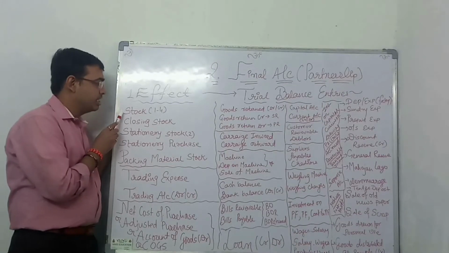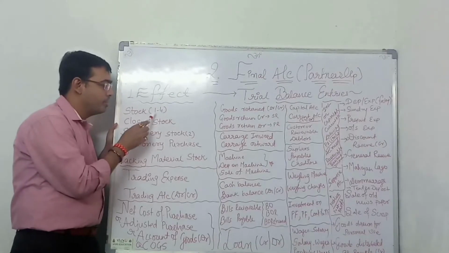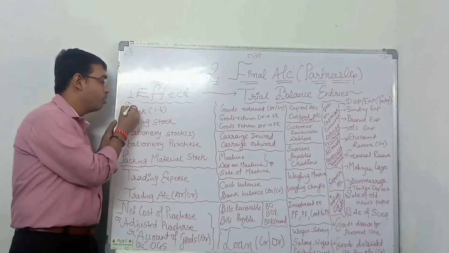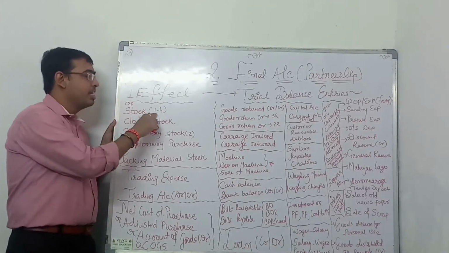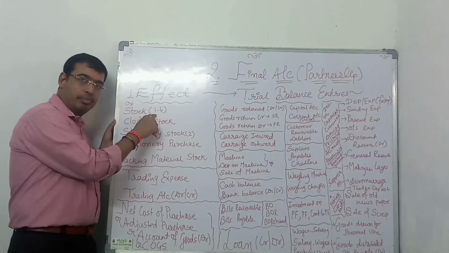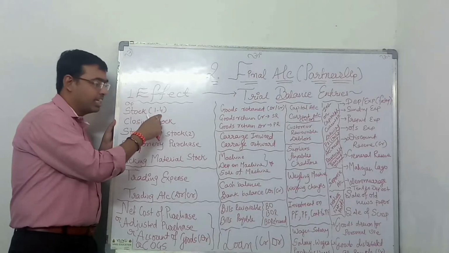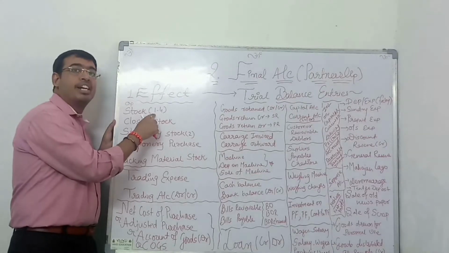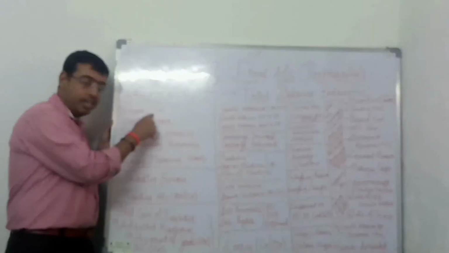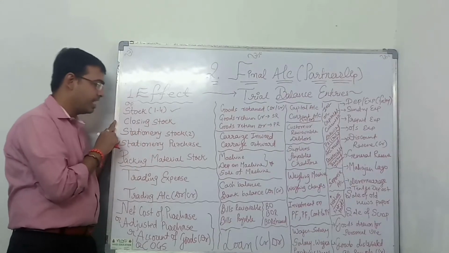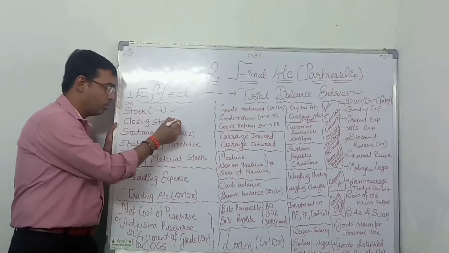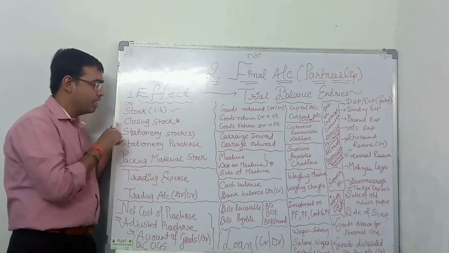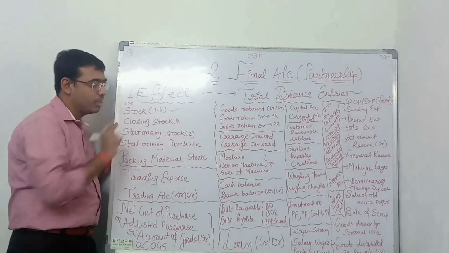First entry is stock. Whenever opening stock is given, or they have given the date in bracket, that is 1st April, then 1st April is the opening stock. It will come in the trading account debit side. Second, closing stock. Closing stock can be found in adjustment as well as in trial balance. We are talking about only trial balance entries.